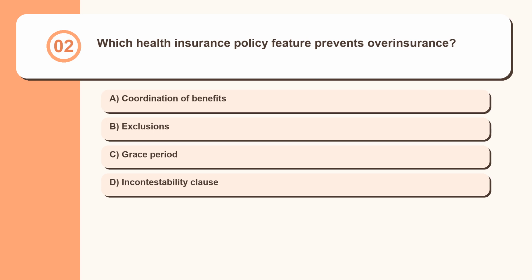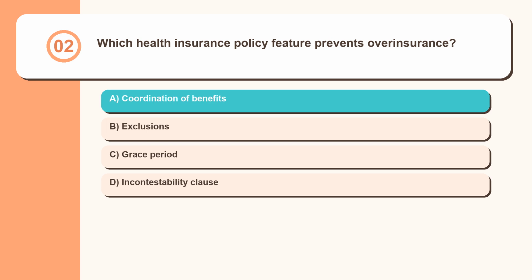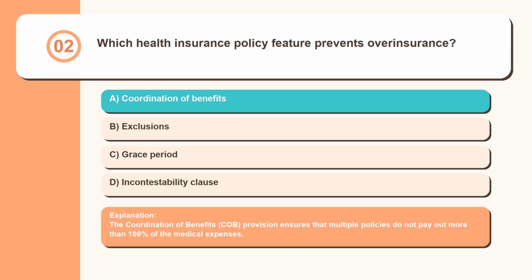Question 2. Which health insurance policy feature prevents overinsurance? Coordination of benefits, exclusions, grace period, incontestability clause. The coordination of benefits, COB, provision ensures that multiple policies do not pay out more than 100% of the medical expenses.